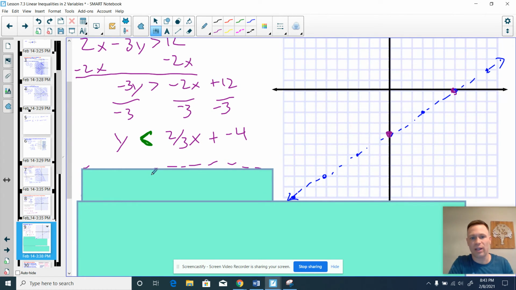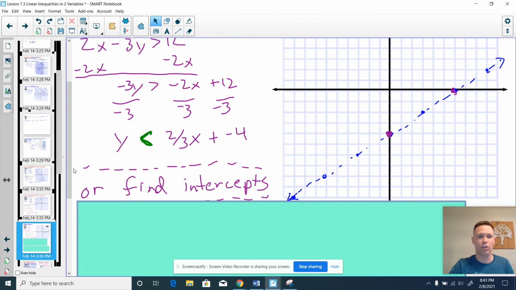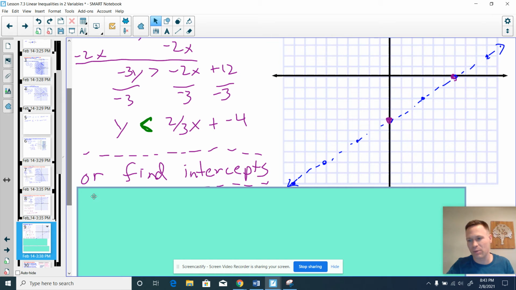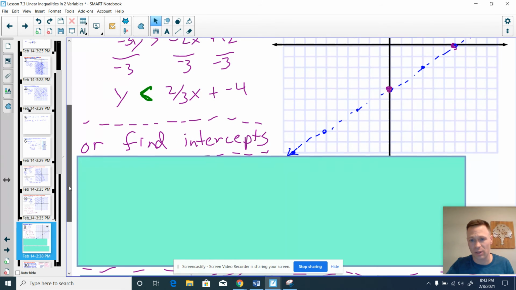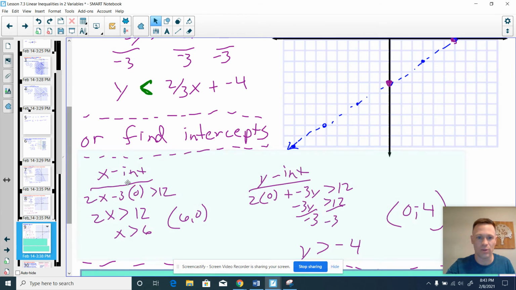Now, we haven't done anything with the shading yet, but what I want to show you is that you might have thought, well, why are you doing that, Mr. Vestbach, when I can just find the x and y intercepts? Well, of course you can, and here's how you do that.